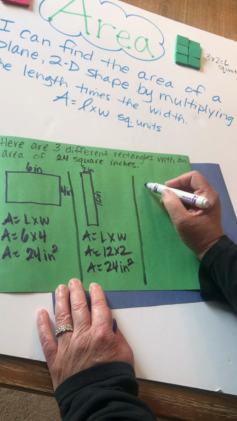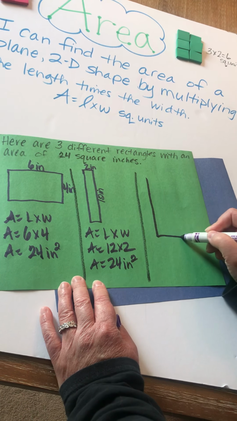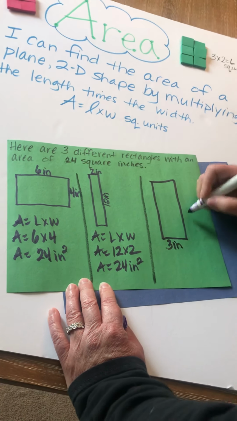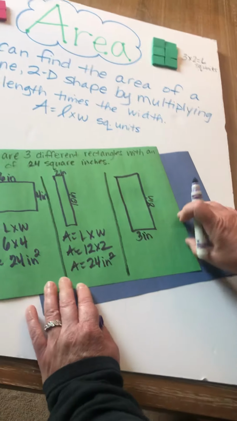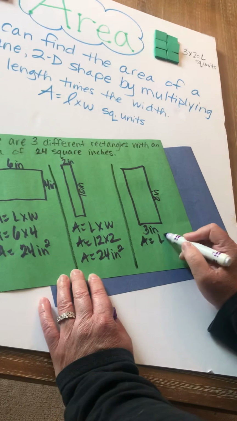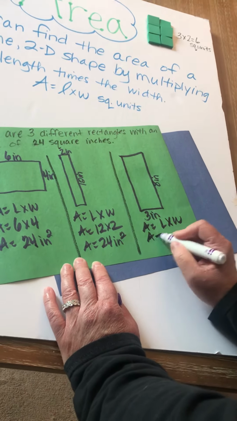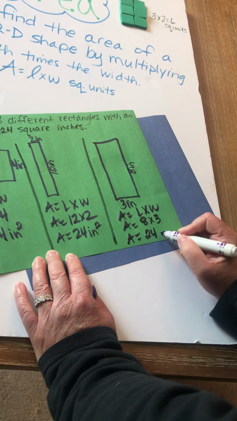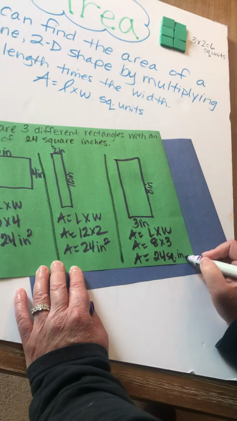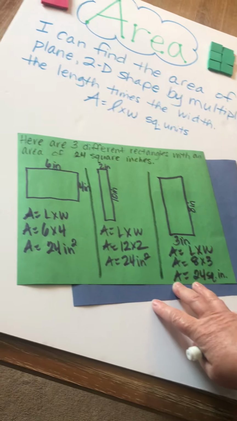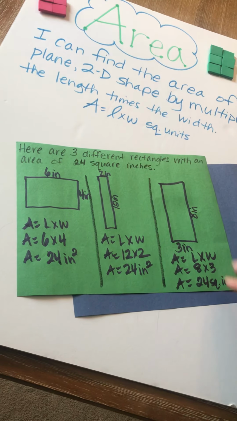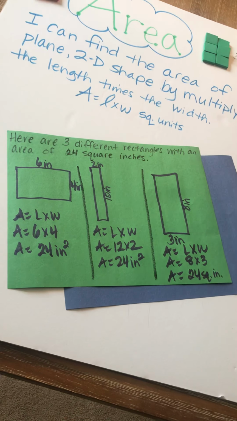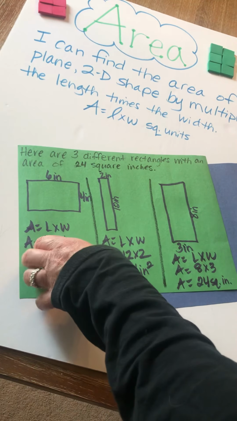I could also do something that looks like this. And I could say this is 3 inches and this is 8 inches. Same formula: area equals length times width. Area equals 8 times 3, 24 square inches. So here are 3 examples of 3 different rectangles, but they're all similar because they all have 24 square inches.